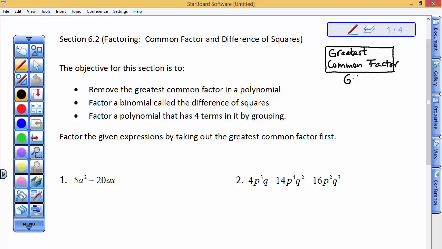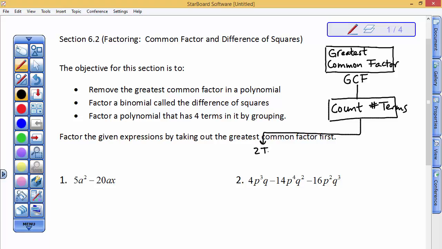After we do this, then we're going to go down in our flowchart and we're going to count the number of terms in the polynomial. And if there are 2 terms, we'll do one thing. If there are 3 terms, we'll do another. And if there are 4 terms, we'll do another. So we are at the top of the flowchart, and we are taking out the greatest common factor first.